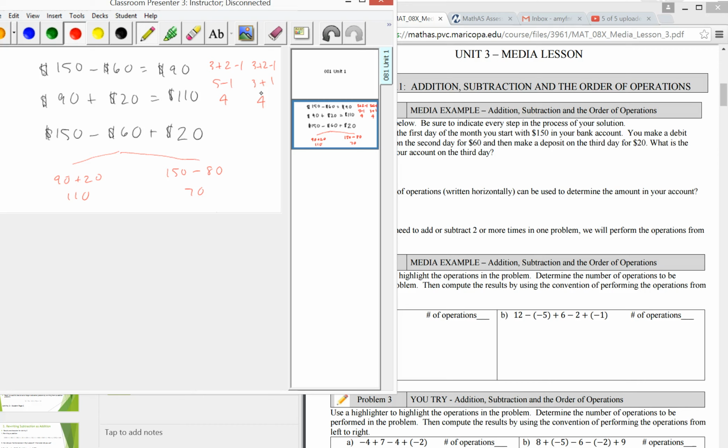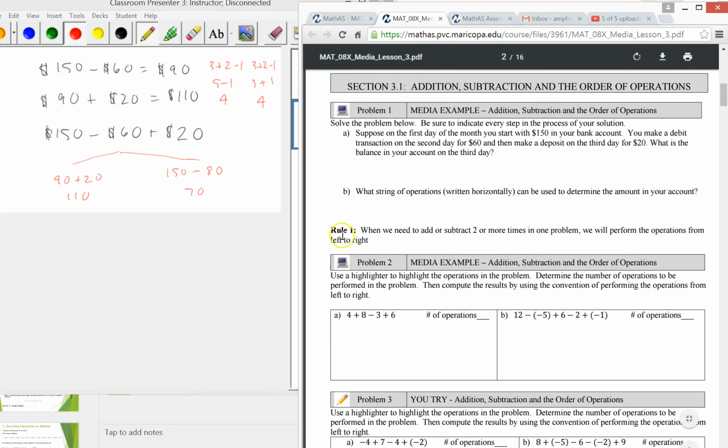Those are the big ideas, and then we have them practice some of the addition ones. And again, here we develop a series of what we call rules. When we need to add or subtract two or more times, we will perform the operations from left to right.